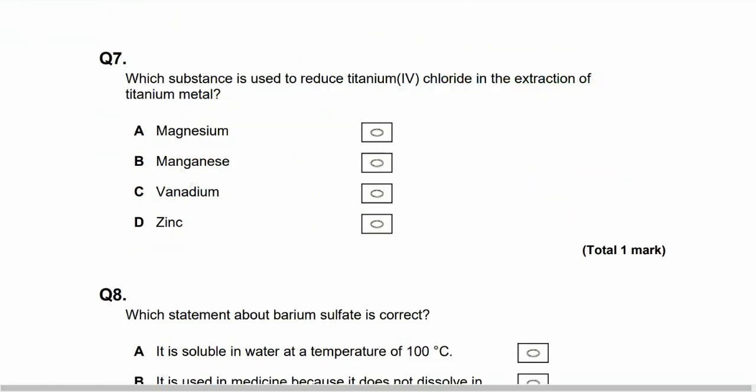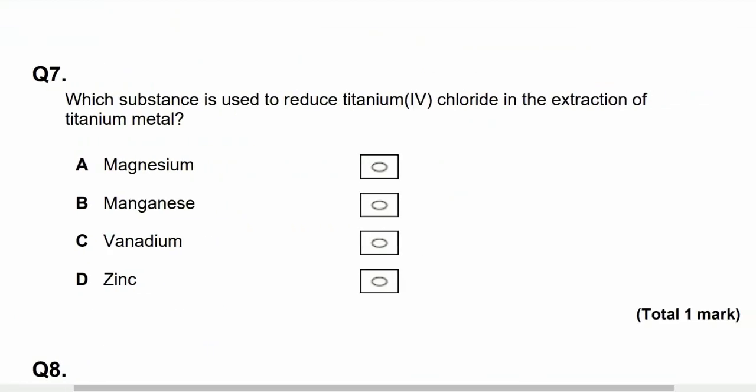Question 7. Which substance is used to reduce titanium 4 chloride in the extraction of titanium metal? So you just have to kind of know this off by heart. Titanium, you're going to need something more reactive. Titanium's not too reactive, but we're going to use magnesium here, quite high up the reactivity series, and not too expensive. Magnesium metal plus titanium chloride 4. Now, you'd think it would be solid because it's an ionic compound, but this is done at 1,000 degrees. Okay, so at that temperature, that becomes a vapor, TiCl4, and it's vaporized into a gas.